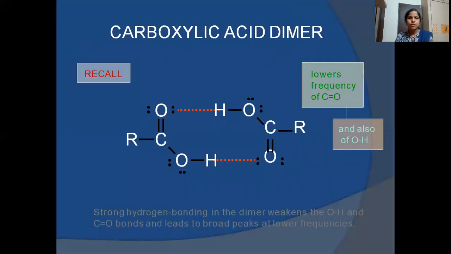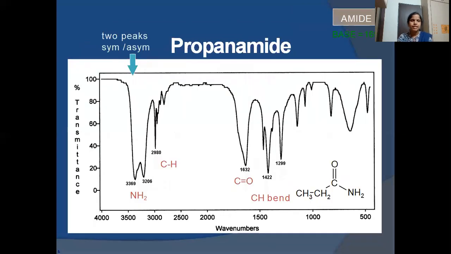So why is the broad band observed? This is again due to hydrogen bonding. The next example is an amide. Here we are taking propanamide. Now propanamide also has distinguishing features.